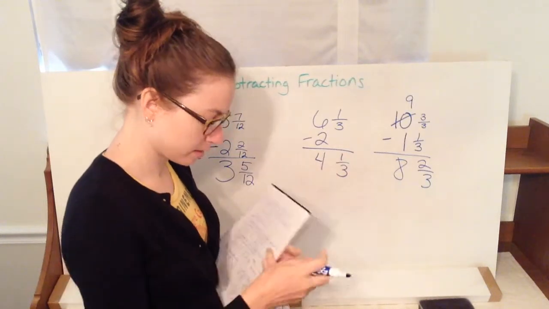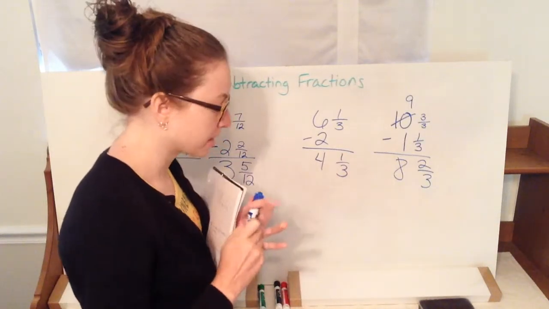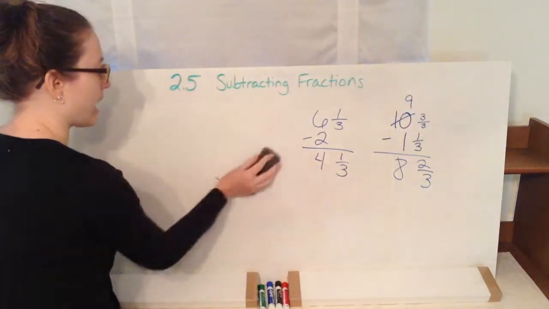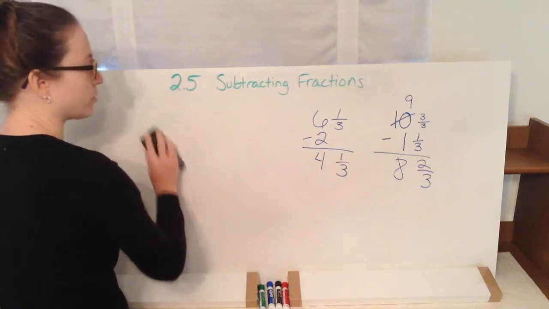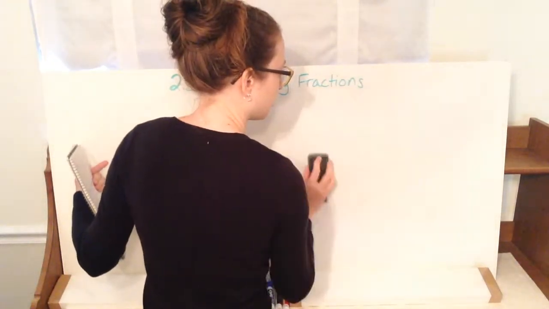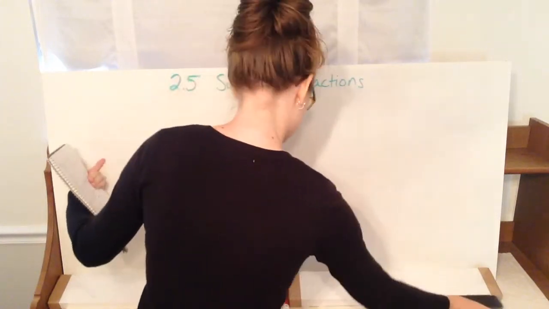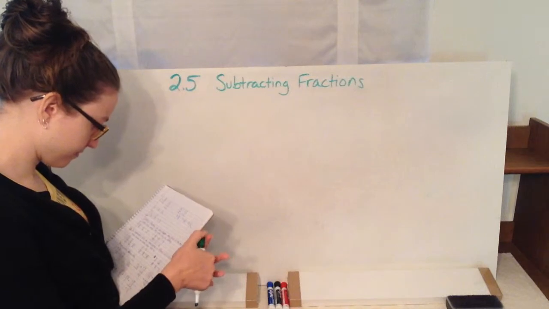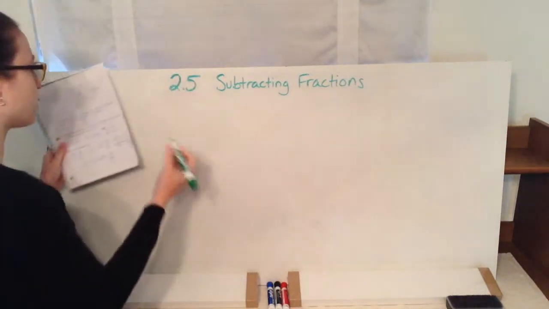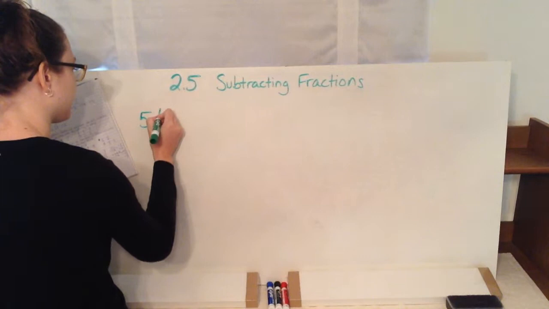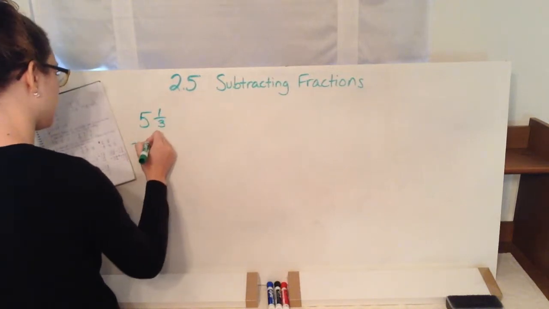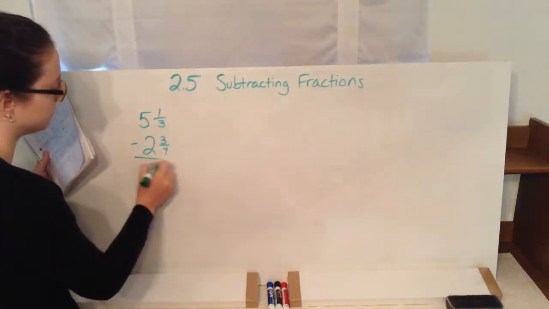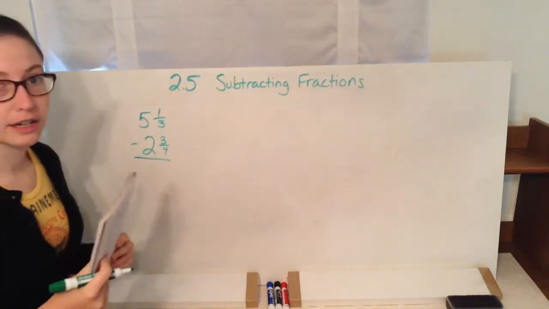I'm going to do one more, and it's a long one, but this is about as difficult as they get. So follow along with each step. And anything you're not understanding, please make a note. Okay, 5 1/3 minus 2 3/4. There's lots going on here.